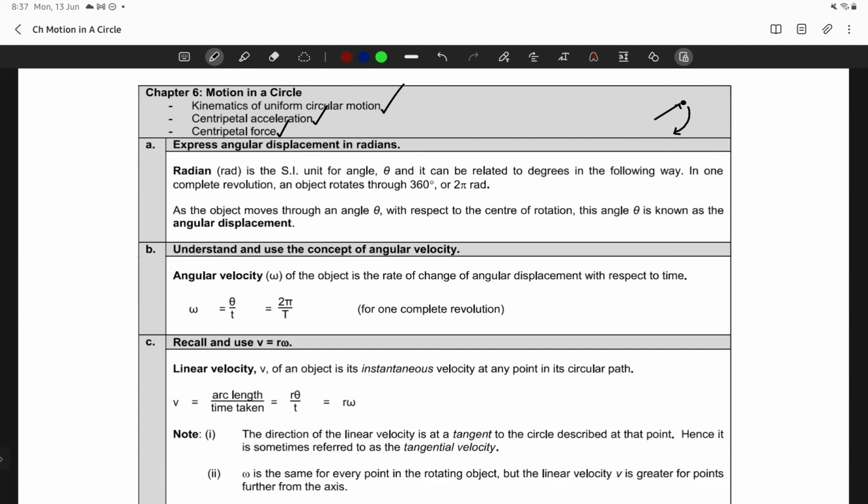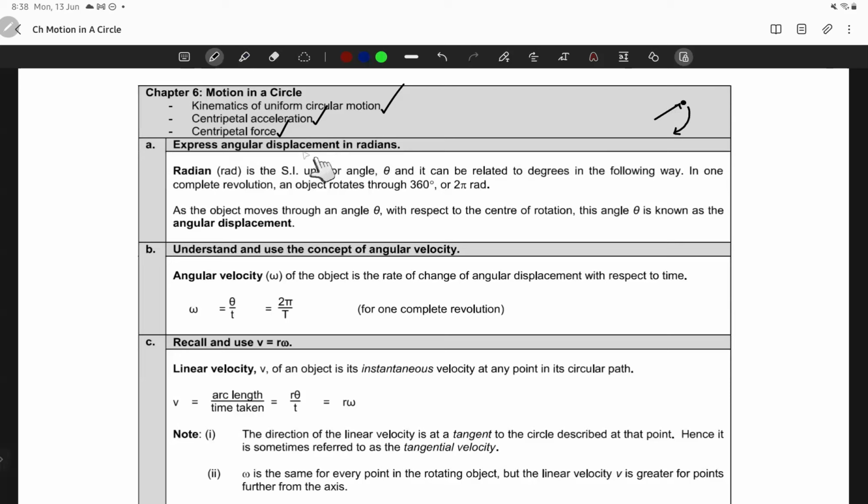So we'll need some quantities, we'll need some things to study this kind of kinematics. And so we'll start with something that is called the angular displacement.